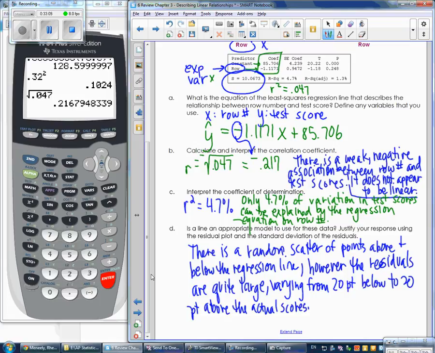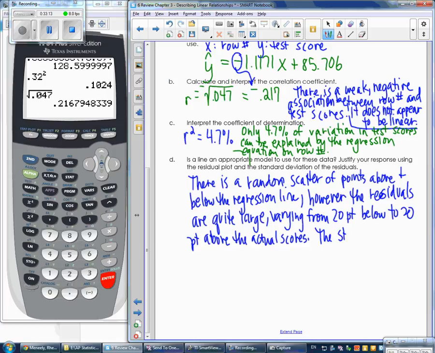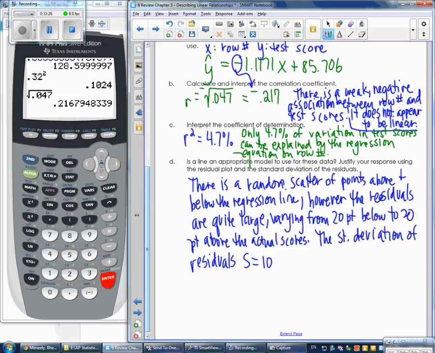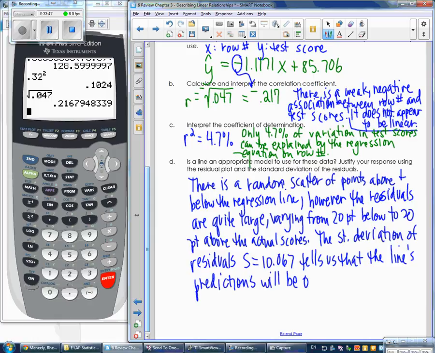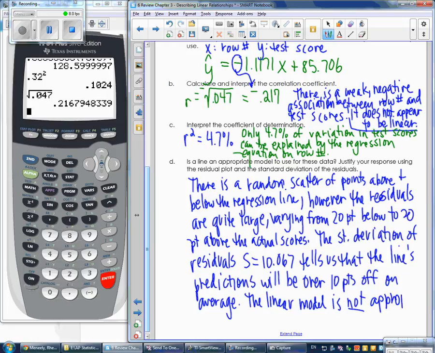The other thing I would want to look at is the standard deviation of the residuals, and this is your S. S equals, what was it, 10.067. It tells us that the line's predictions will be over 10 points off on average. Okay, and so again, is the model appropriate? And the answer would be no.